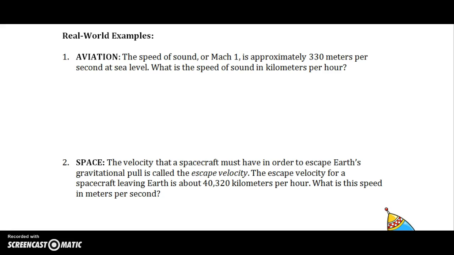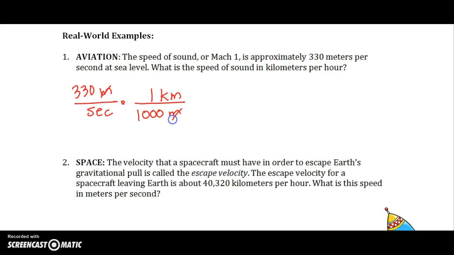Here is a real-world example where we will multiply rational expressions. The speed of sound, or the Mach 1, is approximately 330 meters per second. So that's 330 meters per second. What is the speed of sound in kilometers per hour? So the first thing we're going to need to do is convert meters to kilometers. There are 1,000 meters in 1 kilometer, and on purpose I put meters on the bottom because I want to cancel my meters.